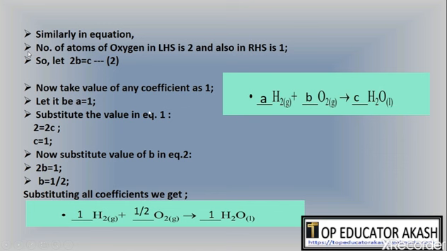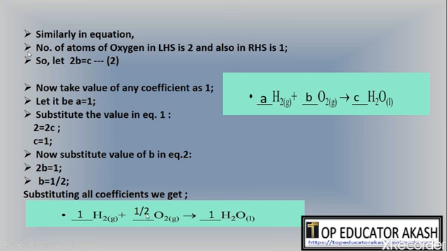Now take any value of a coefficient as 1. Let us take A is equal to 1. Now substitute the value of A in equation 1. 2 is equal to 2C, that is C is equal to 1. We will get the value of C is equal to 1. Now substitute the value of C in equation 2. We will get 2B is equal to 1, that is B is equal to 1 by 2.